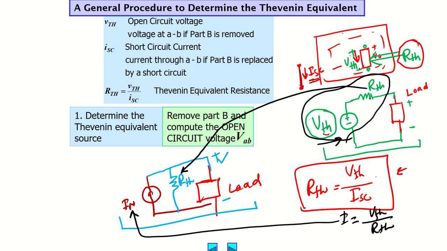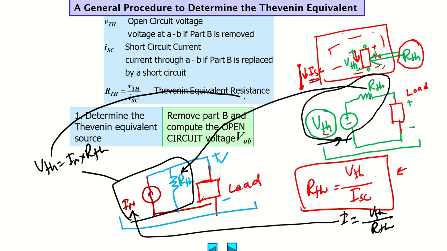Or vice versa, if we have a Norton circuit, a current source in parallel with a resistor, we can convert this to a voltage source. That will be the current value multiplied by the resistance, so this voltage value is this one, and this parallel resistance will go in series. So either using source transformation or by computing the open circuit voltage or short circuit current, we can get the Thevenin or Norton equivalent circuits. Thank you so much.